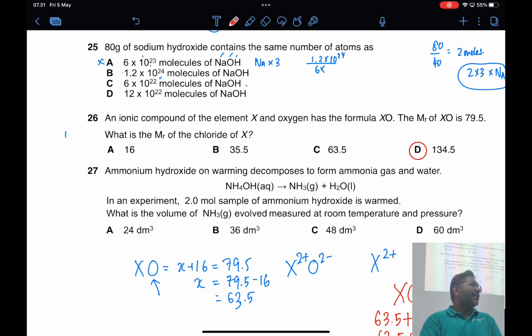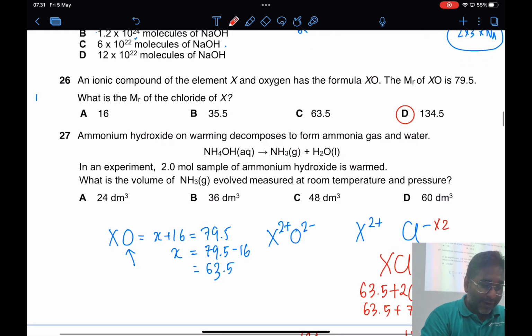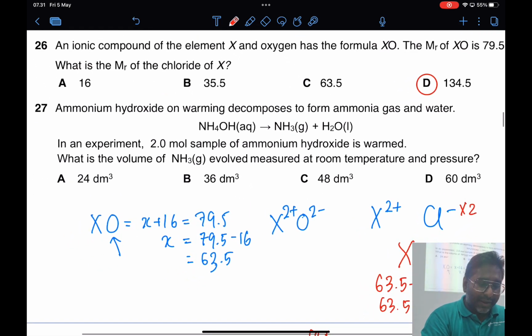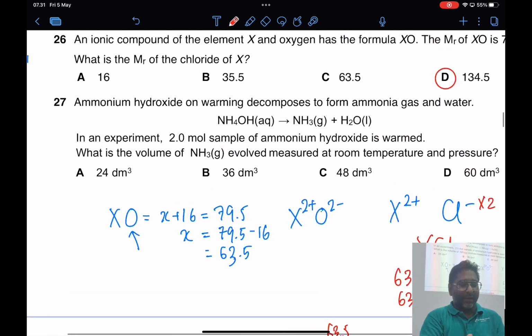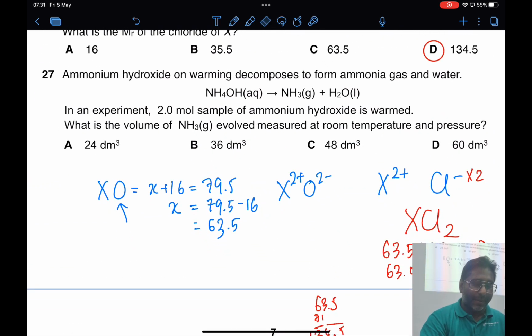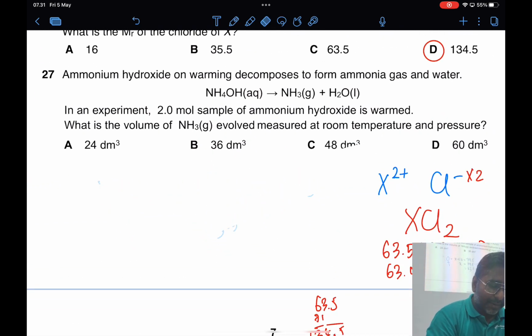Is that clear, everyone? Nobody has the question paper with you, and I'm not putting it into Zoom, so you must be looking over here. Please focus. Now question number 27. If it is too small, just follow what I'm writing over here. So I will erase these parts.